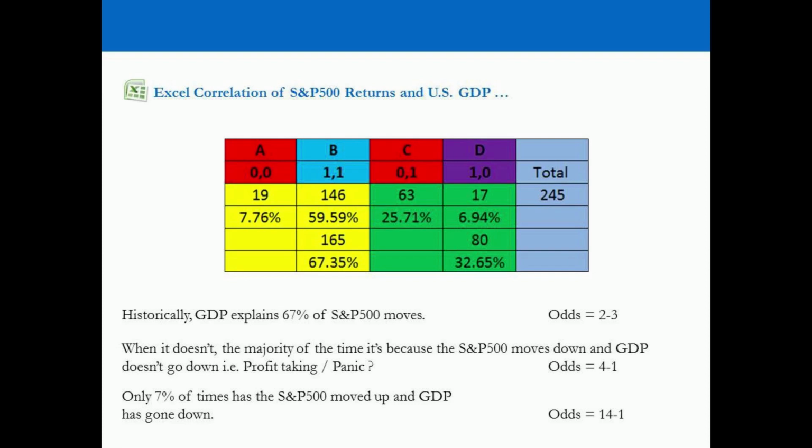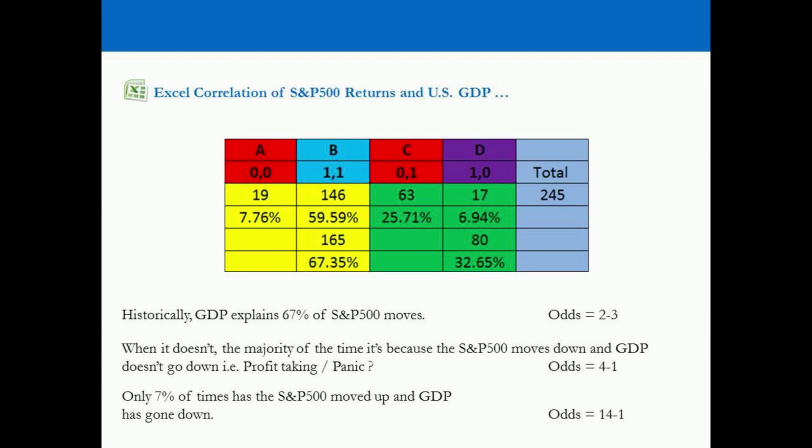So why would that actually happen? It's because the expectations in the stock market of GDP are too high for that current quarter. So the market goes down on profit taking, and then GDP is actually reported up. So expectations get ahead of themselves, and the market prices everything in too much. Make sense?